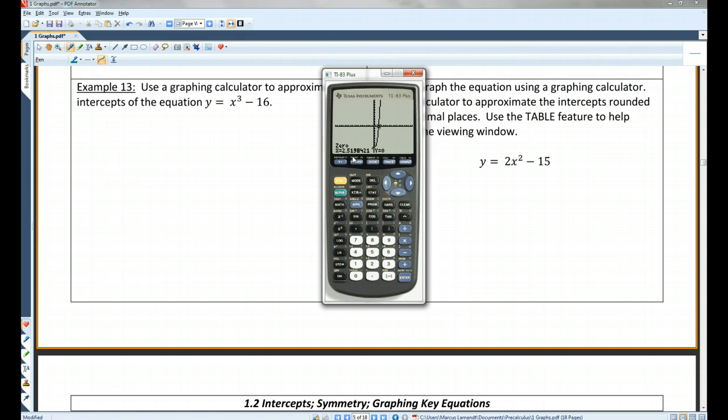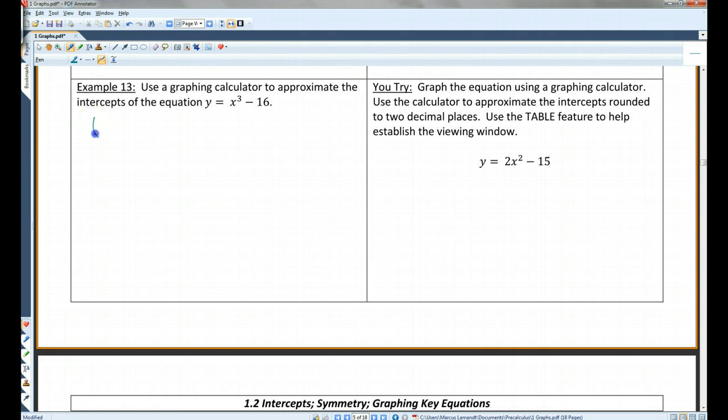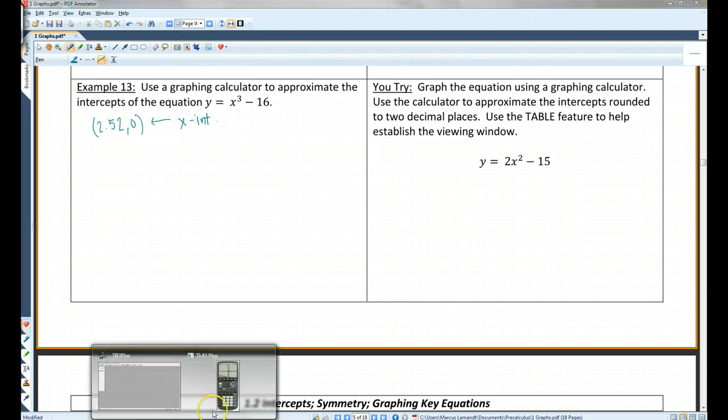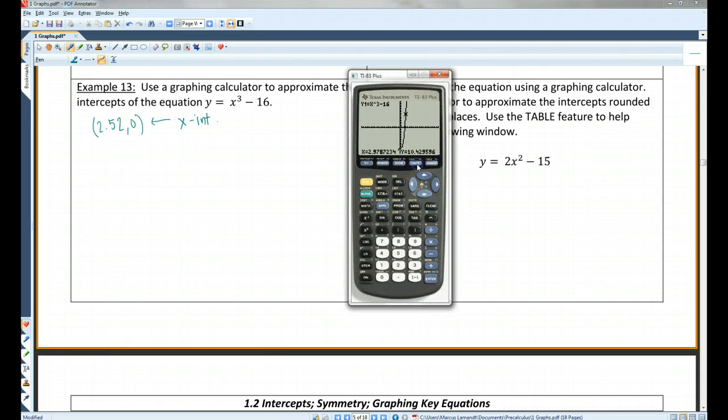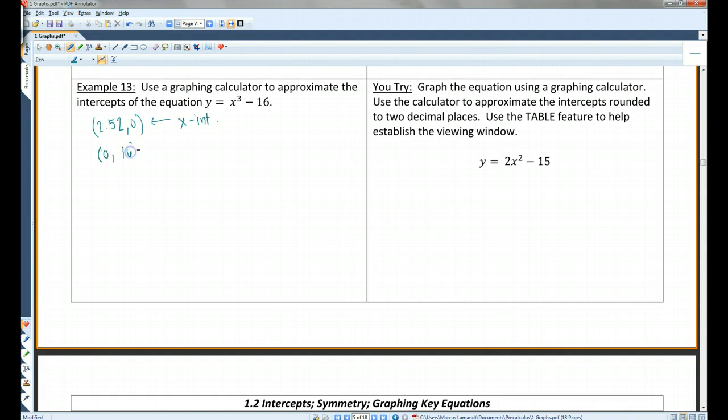So here you go. The zero is 2.51-ish, or 52-ish. 2.52. This is the x-intercept. Finding the y-intercept is even easier. You're going to hit trace, and then just move your cursor until you get to x equals 0. Once you get to x equals 0, whatever y is, that's your y-intercept. So 0, 16 is the y-intercept.